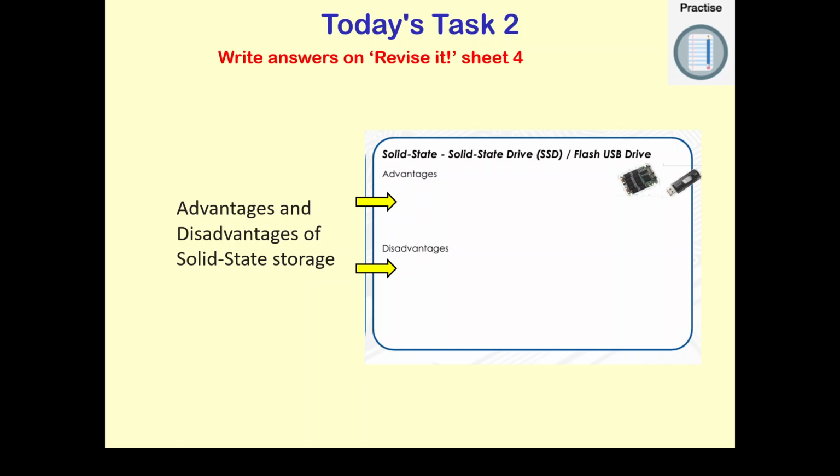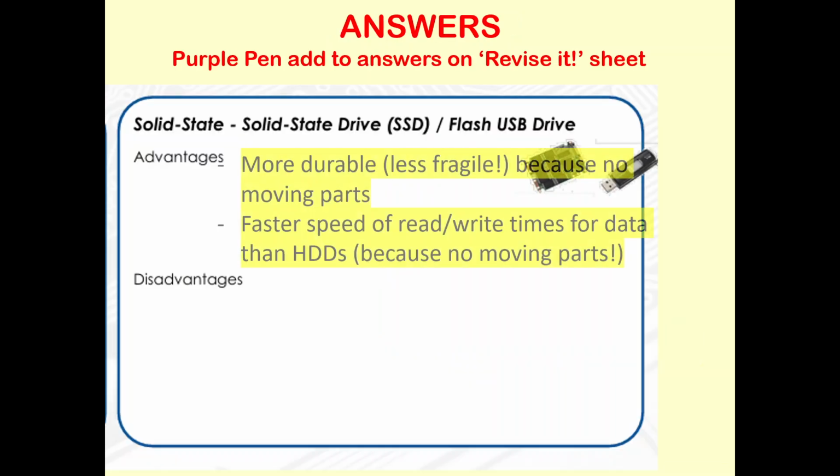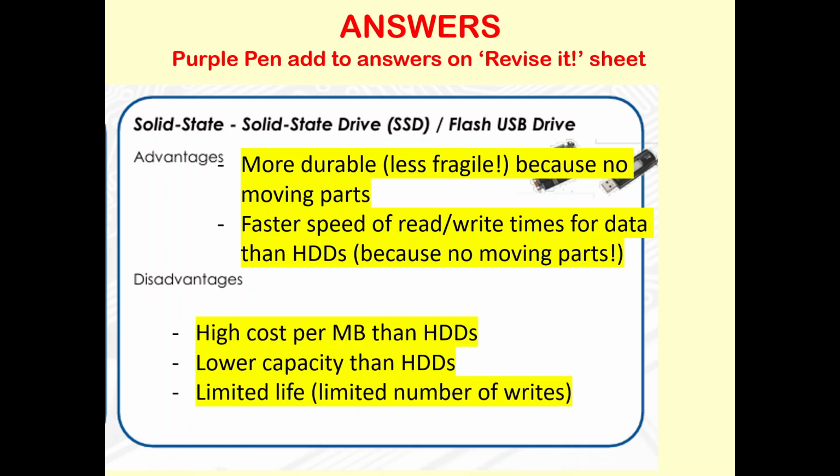Okay, time to check your answer. Advantages: more durable, faster speed of read-write times, because again, both have no moving parts. And disadvantages: higher cost per megabyte, lower capacity than HDDs, and limited life, a limited number of writes.